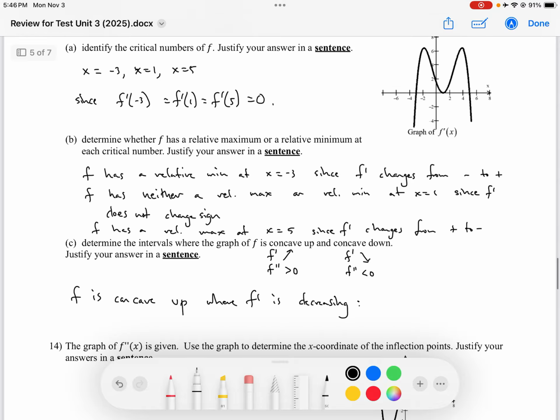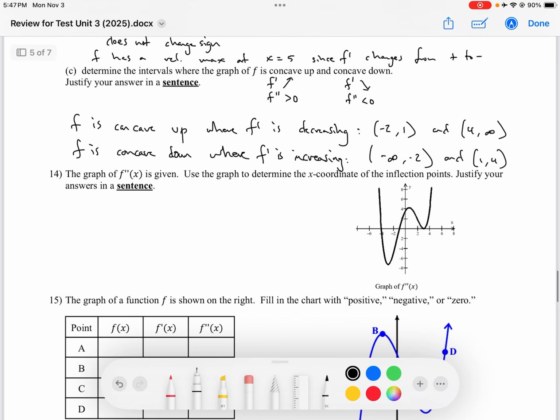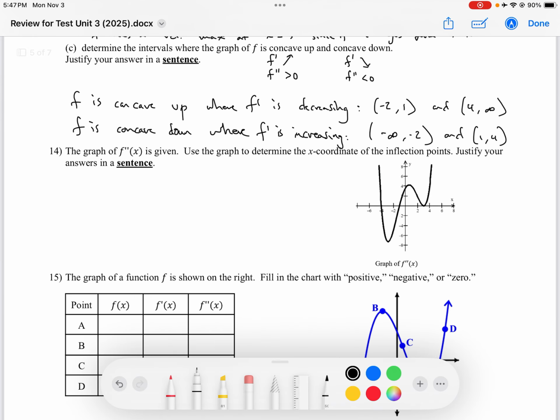and that's decreasing from, it looks like, -2 to 1, and from 4 to positive infinity. F is, however, concave down where f prime is increasing, and that would be from negative infinity to -2 and from 1 to 4. Great.